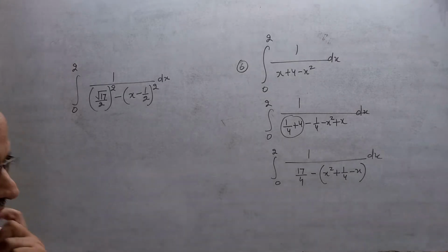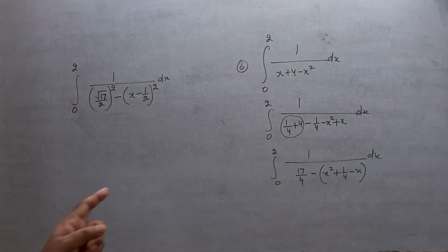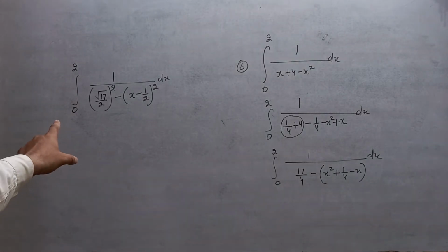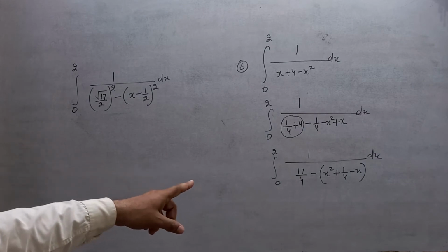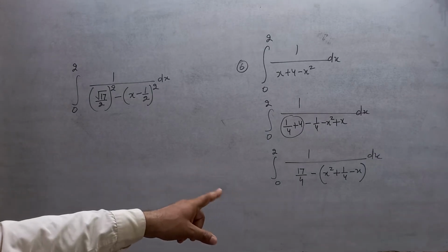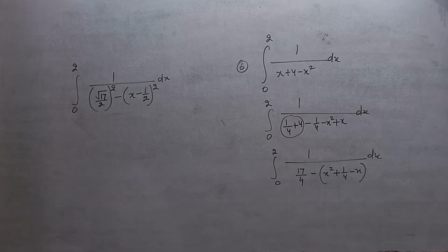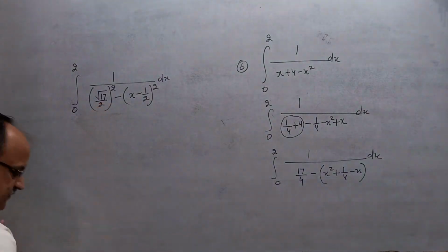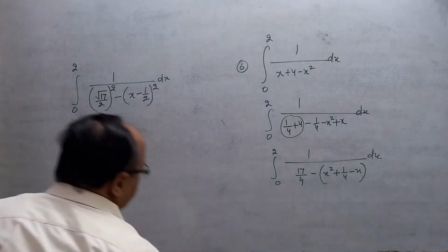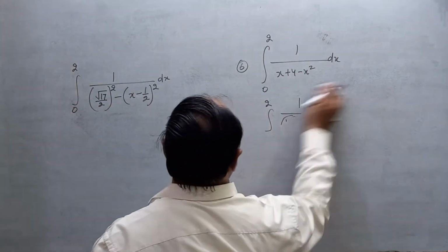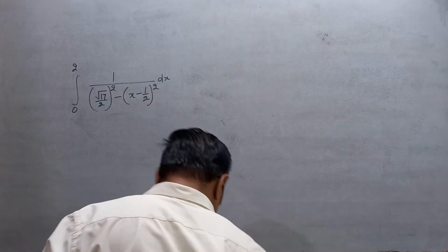Check again. Root 17 by 4 you can write as root 17 by 2 whole square minus, that is a square plus b square minus ab, x square plus 1 by 4 minus 2 into x into 1 by 2, that is x here. And you know about this formula. Can you tell me the formula of this?